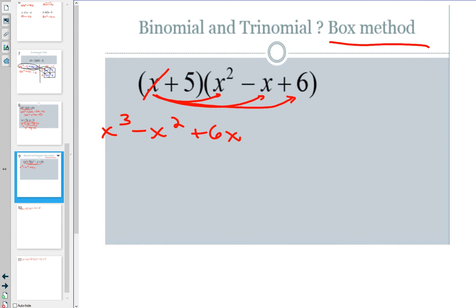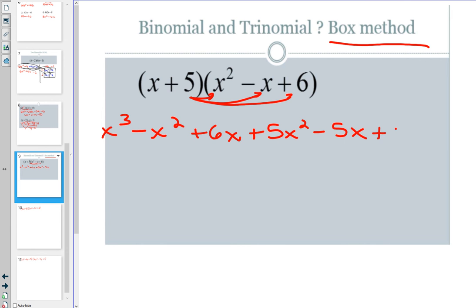Then goodbye, x. No mas x. Then we're going to do the same thing with the next term, with the 5. The 5 times every term in the other parentheses. 5 times x squared is plus 5x squared. 5 times negative x is minus 5x. 5 times 6 is 30.